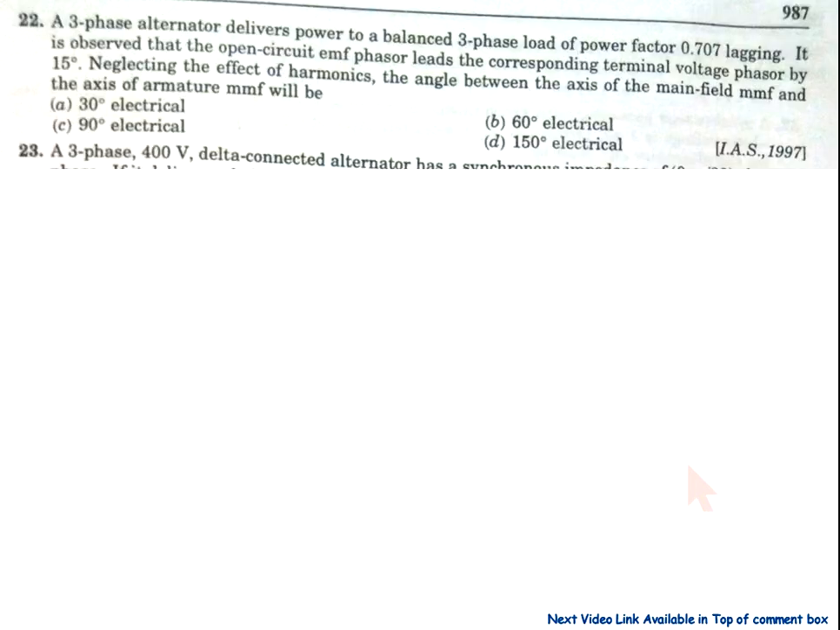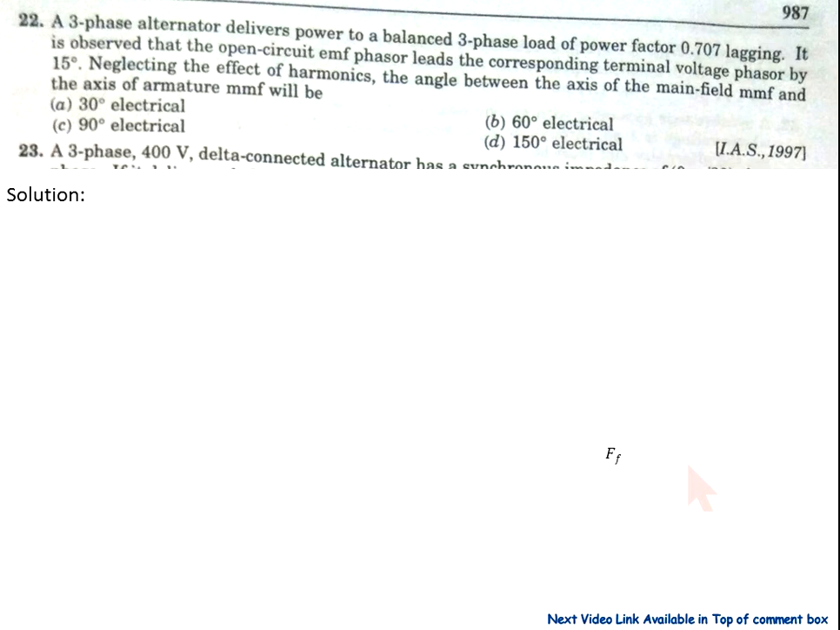Now come to question number 22. A three-phase alternator delivers power to a balanced three-phase load of power factor 0.707 lagging. It is observed that the open circuit EMF phasor leads the corresponding terminal voltage phasor by 15 degrees. Neglecting the effect of harmonics, the angle between the axis of the main field mmf, that is Ff, and the axis of the armature mmf, that is Fa, will be 30 electrical, 60 electrical, 90 electrical, or 150 electrical.